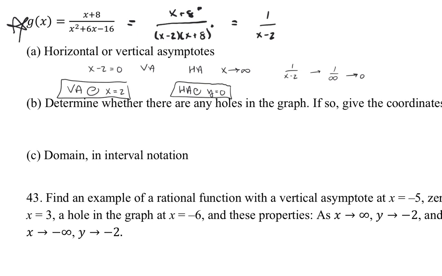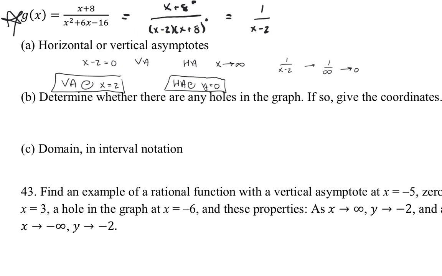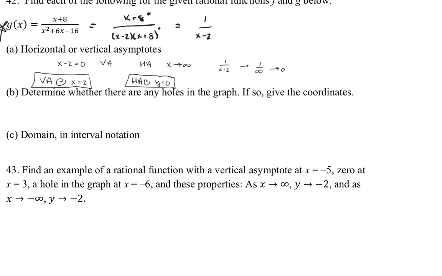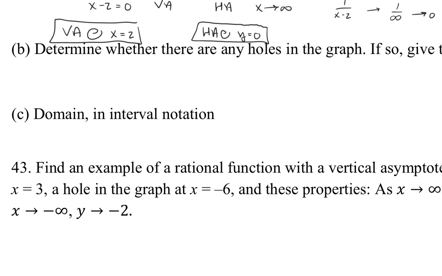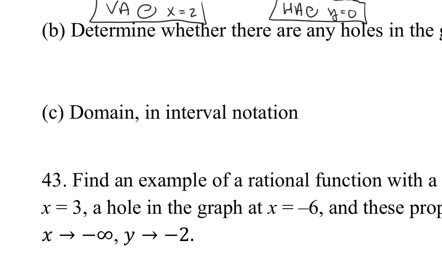Now, if there are any holes in the graph, we want to figure that out in part B. Holes in the graph occur whenever we have a binomial in our denominator and also our numerator, one that could be canceled out. If we remember, x plus 8 is what was canceled out here. So x plus 8 is our hole discontinuity, which means we set that equal to 0. We end up with, at x equals negative 8, there's a hole.